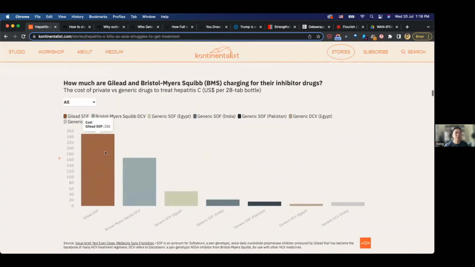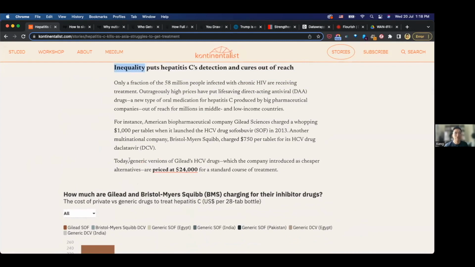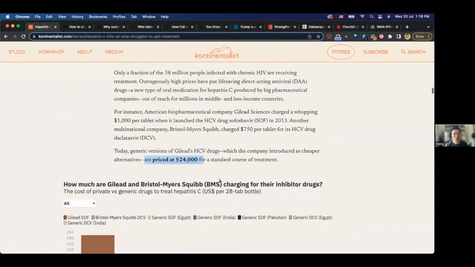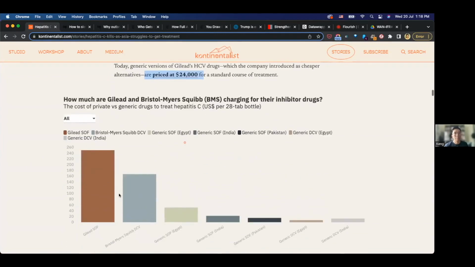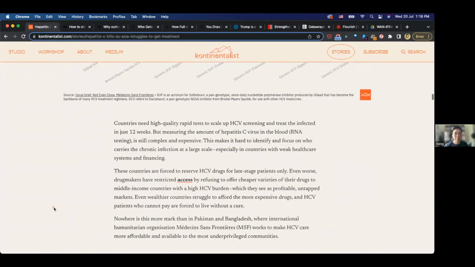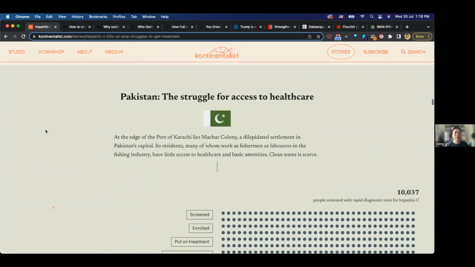And here they use data to tell you how much different drugs cost, right? So from here, they're able to identify that for some very effective drugs, it costs 24,000 USD for a standard course of treatment. So obviously, this price is out of reach, especially in developing countries in Asia. Okay, then from the global and from the inequality, they zoom into different countries.